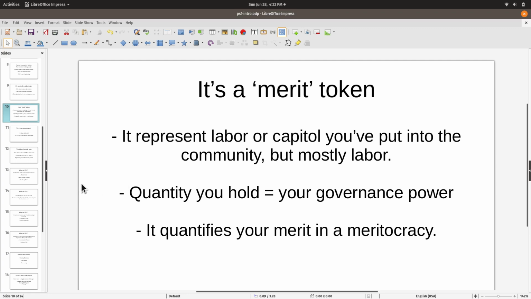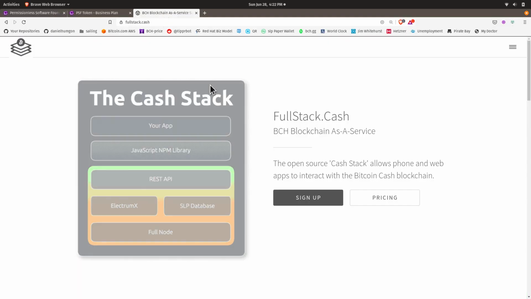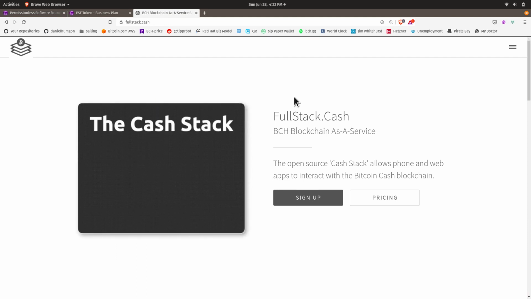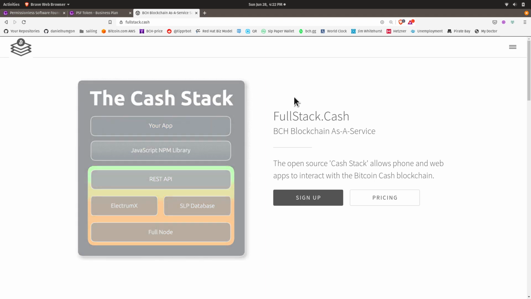So those are the two main things that the token's used for, and it's used by the developers writing the software. It is not for the end user. The end users don't necessarily need to know about the token. So, for an example of that, I'll go into more detail on this in a minute, but fullstack.cash is a subscription service. It's $30 a month for developers to build applications, and you don't use the token to interact with this. You pay Bitcoin Cash for this service.